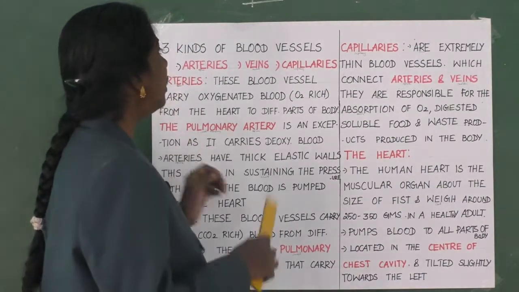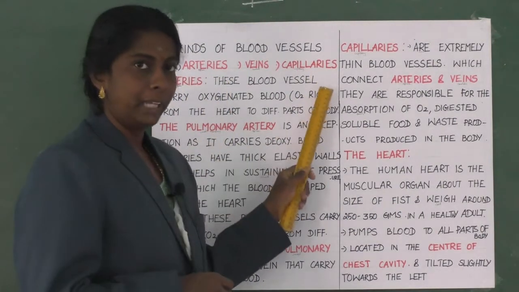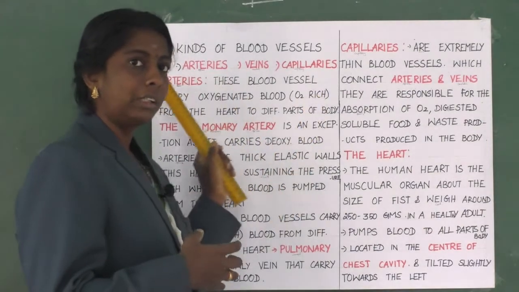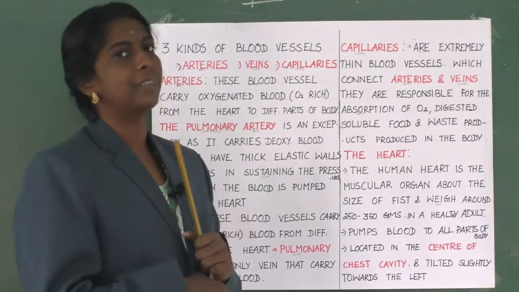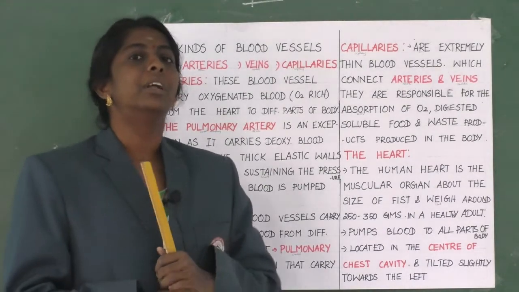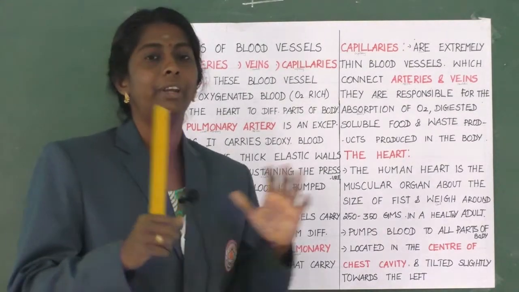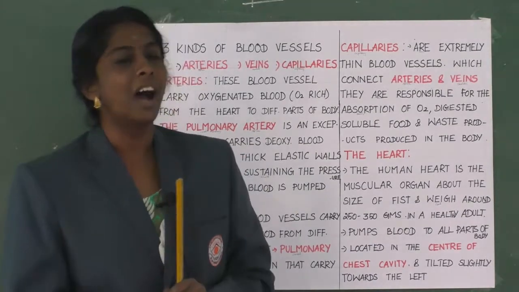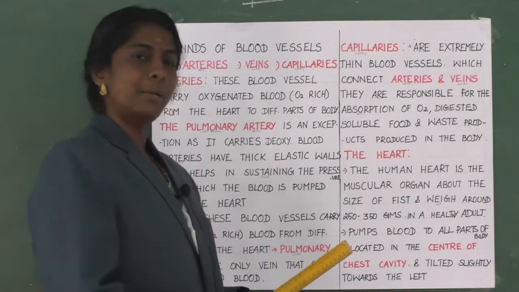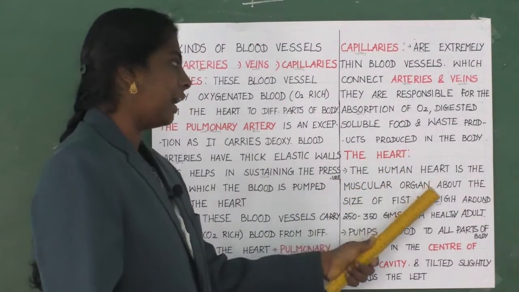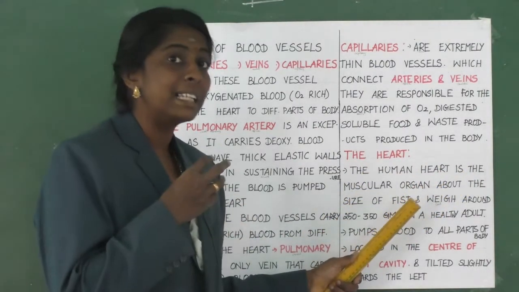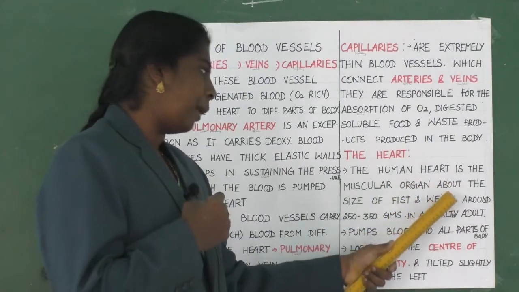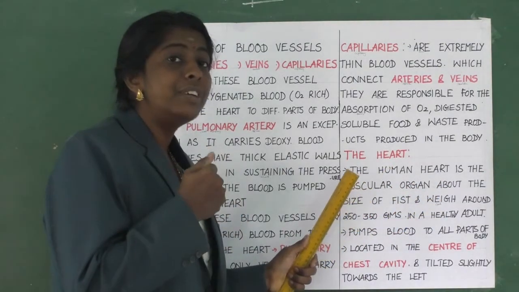So this is what we learned about the three different kinds of blood vessels. What are they? Artery, veins and capillary. Clear? Yes. Next thing is about the human heart, a very important organ. So let us learn about that. The human heart is a muscular organ about the size of a fist.